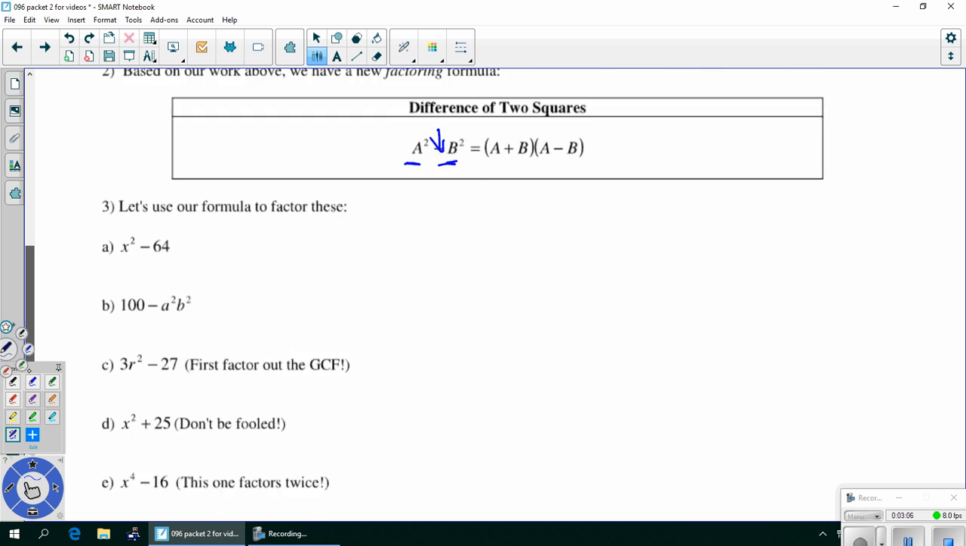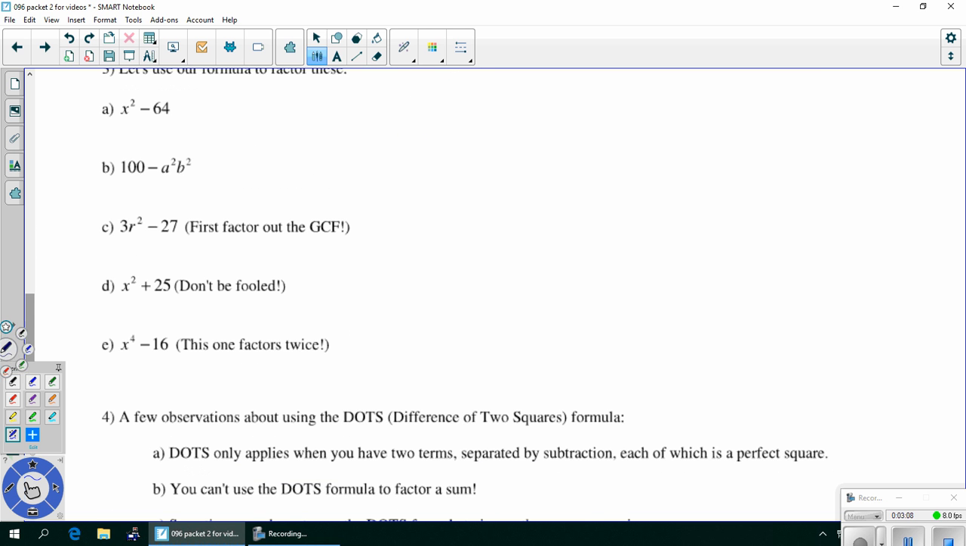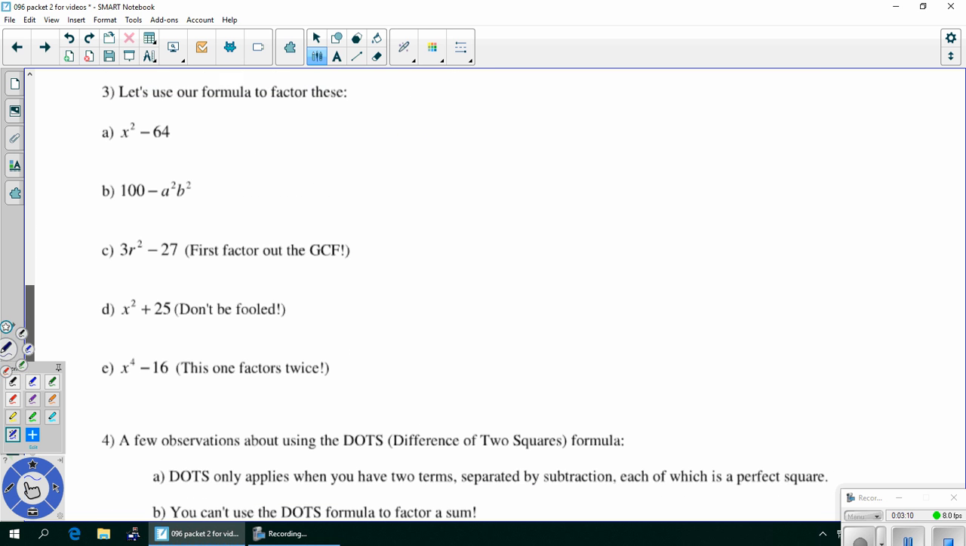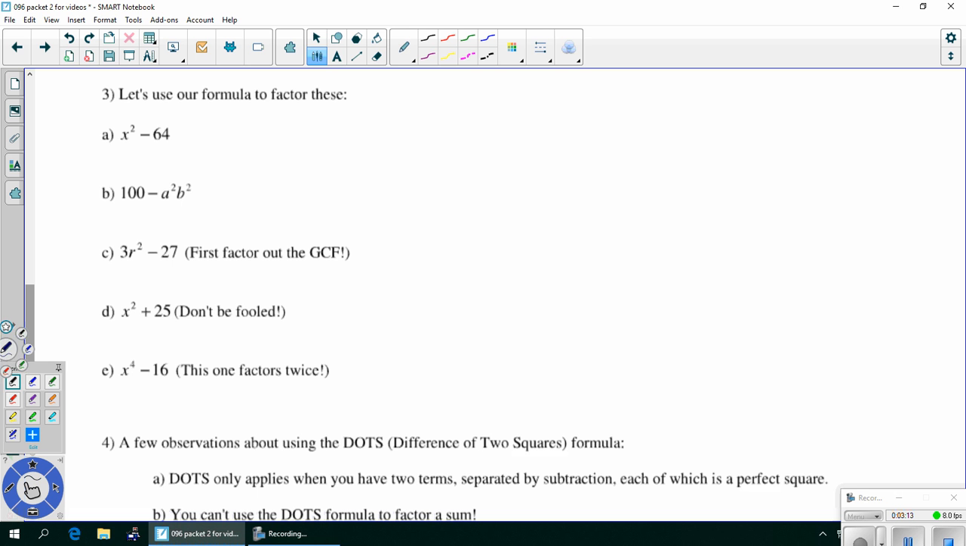So let's see if we can use that formula here, part A. Factor x squared minus 64. Okay, so in order to decide if this difference of two squares formula is appropriate, we're going to ask the same 3 questions. First question, is it 2 terms? Yes, x squared and 64, 2 terms, as opposed to the ones that we tackled last class, which had 3 terms.